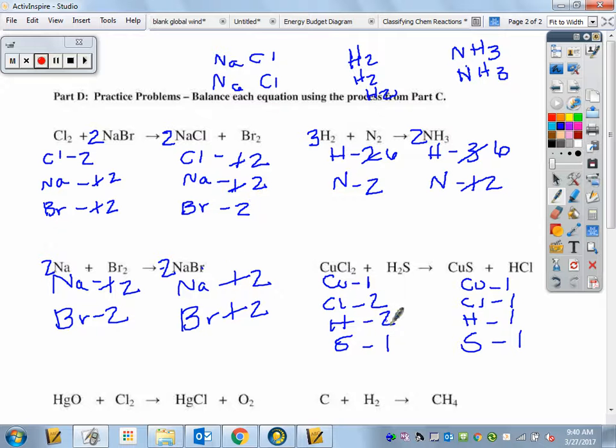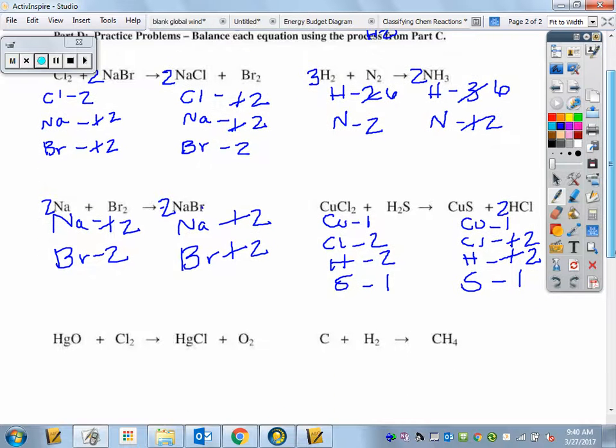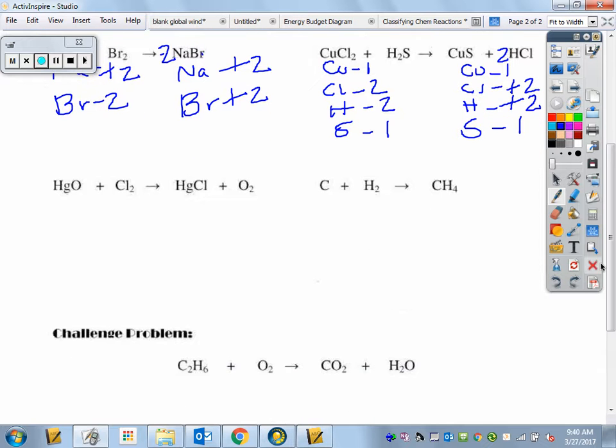So if I have 2 over here, that means I need to get up to 2 here. So if I put a 2 in front of my hydrochloric acid, 2 times H is 2. 2 times Cl is 2. And I balanced.